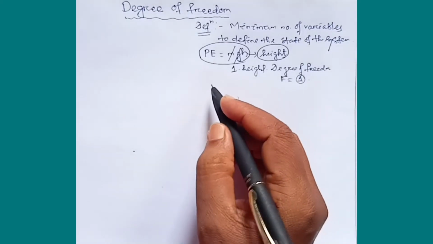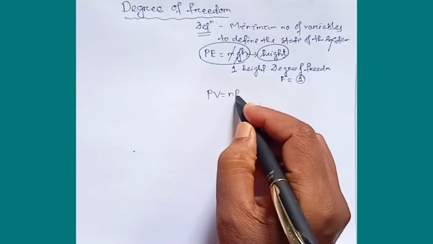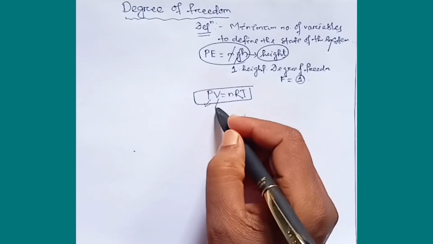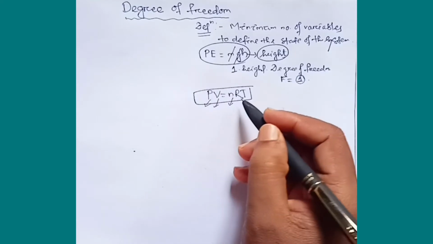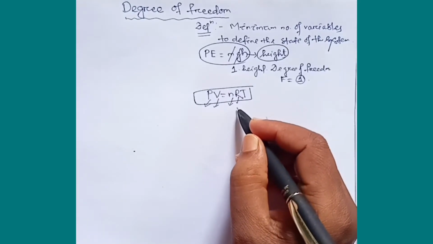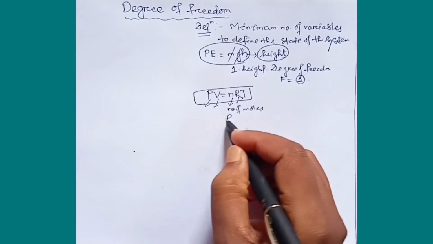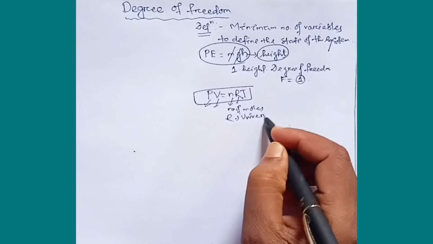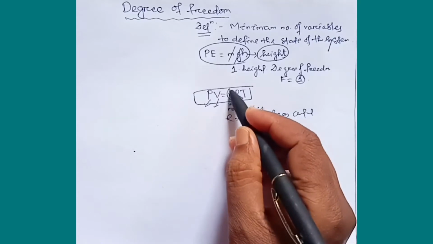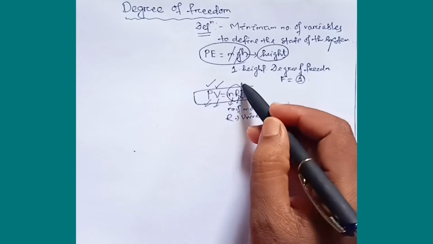Similarly, let's take another example, the ideal gas equation, PV equal to nRT. Here P is the pressure of the gas, V is the volume of the gas, n is the number of moles present in the gas, and R is the universal gas constant. So here two things are fixed, and there are three variables: pressure, volume and temperature.